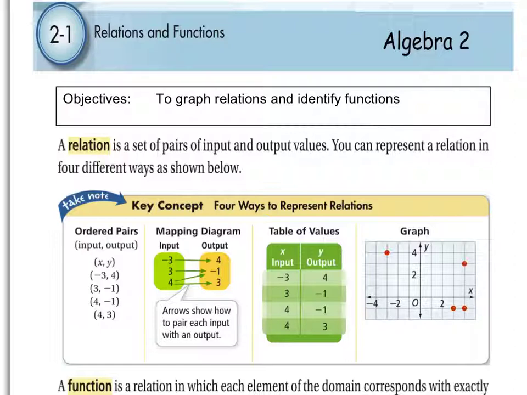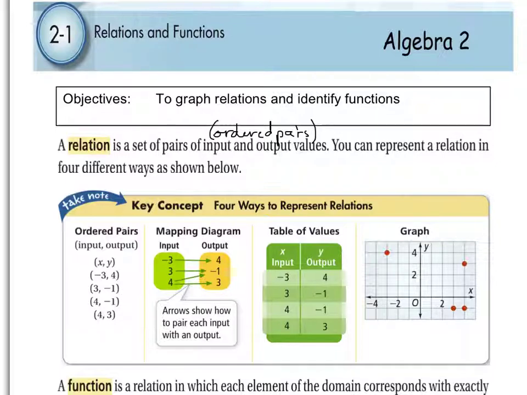Okay, so a relation is a set of pairs of input and output values. Now, a little bit easier said, it's a set of pairs. Essentially, a relation is a set of ordered pairs. Simply put, okay? Ordered pairs. You can represent a relation in 4 different ways, okay? Now, most commonly, the way relations are represented is ordered pairs, an XY ordered pair, okay?